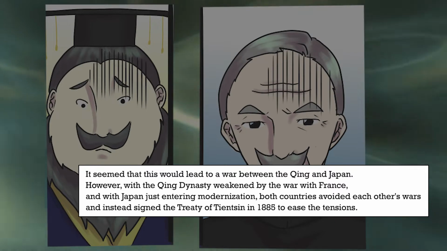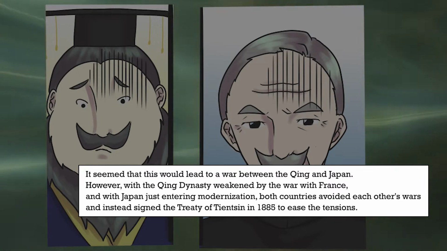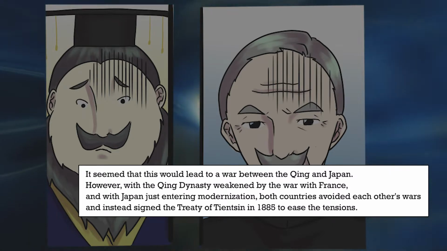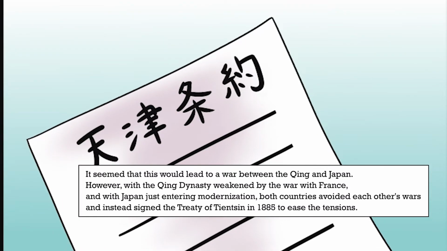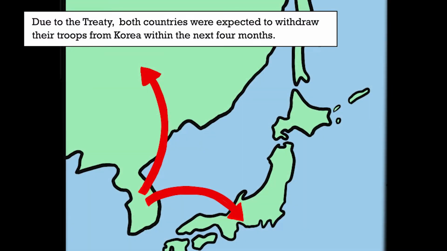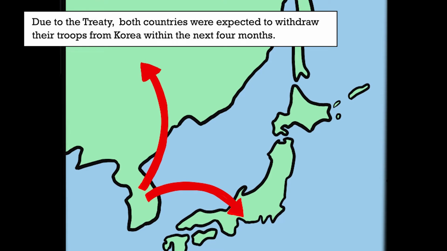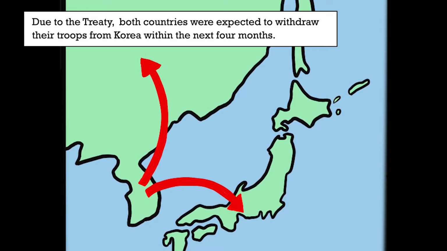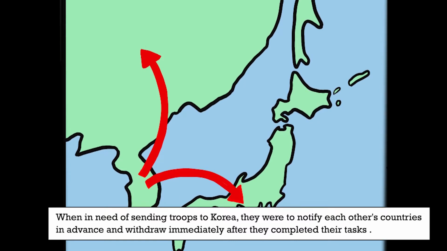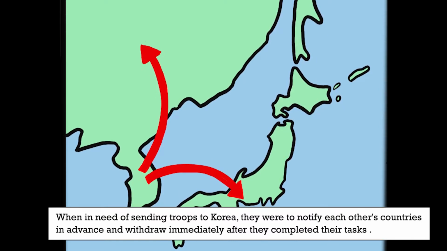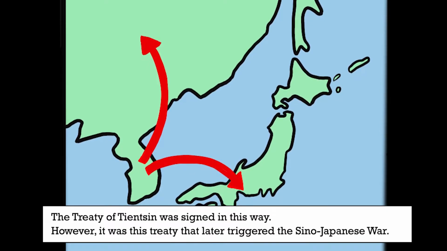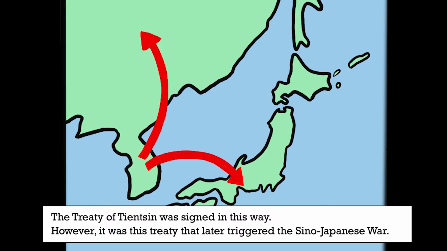However, with the Qing Dynasty weakened by the war with France, and with Japan just entering modernization, both countries avoided each other's wars and instead signed the Treaty of Tiensen in 1885 to ease the tensions. Due to the treaty, both countries were expected to withdraw their troops from Korea within the next 4 months. When in need of sending troops to Korea, they were to notify each other's countries in advance and withdraw immediately after they completed their tasks. The Treaty of Tiensen was signed in this way. However, it was this treaty that later triggered the Sino-Japanese War.